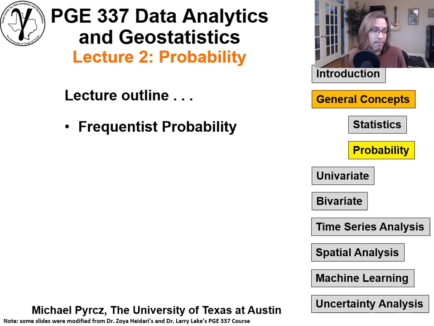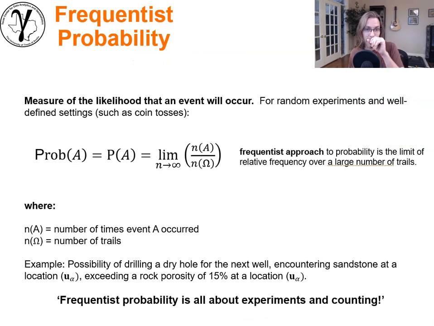All right, so let's talk about frequentist probability. What is it? How do we define frequentist probability? It's a measure of likelihood that an event will occur. Now, if we have a random experiment in well-defined settings, such as a coin toss, we have good control of the experiment. We can go ahead and define event A. And A will be a certain outcome. If it was a coin toss, it would be heads occurring with the coin toss. You flip the coin, you get heads, and you say that was event A.